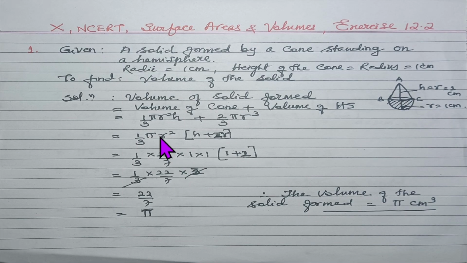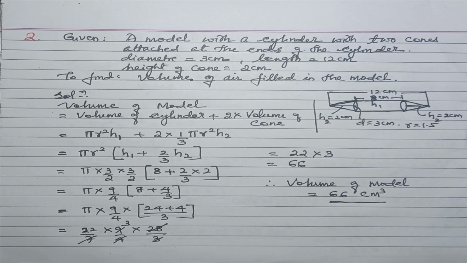Now 1 by 3 into pi, where pi is 22 upon 7, r square is 1 into 1, and h is again 1 centimeter and r is 1, therefore 2r becomes 2 into 1, which is 2. Now simplifying this, we get 22 upon 7, and we know that 22 upon 7 is symbolically represented as pi, and therefore the volume of the solid formed is pi centimeter cube. Please remember that.